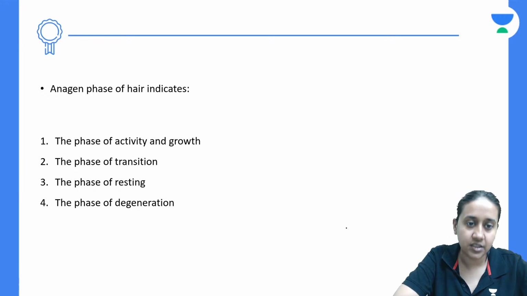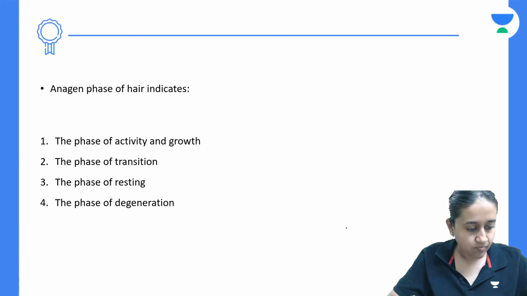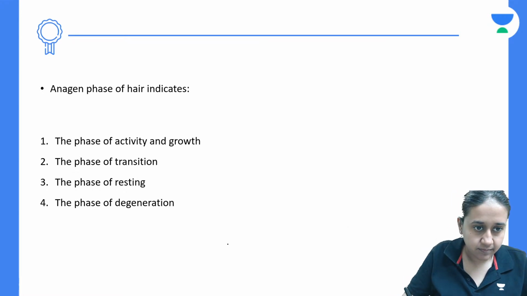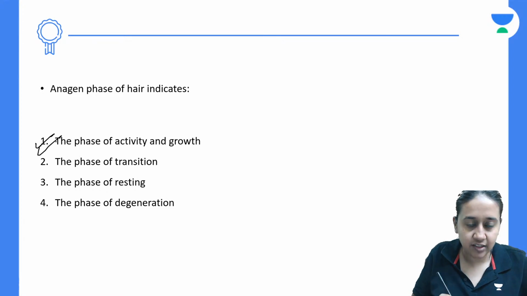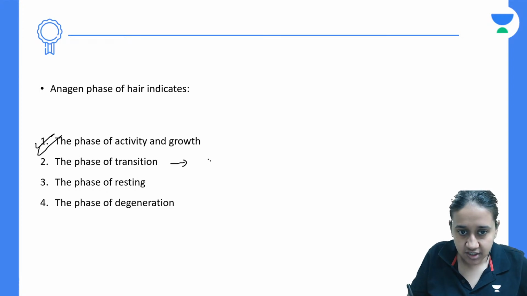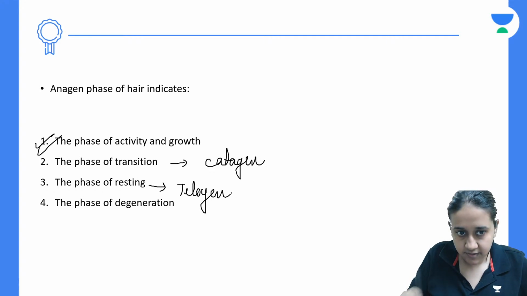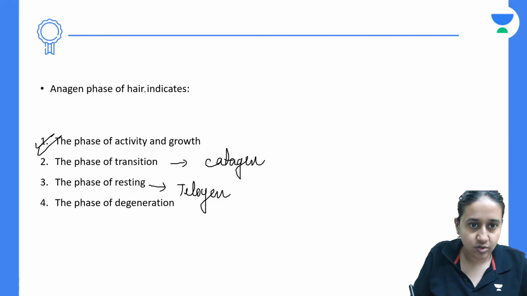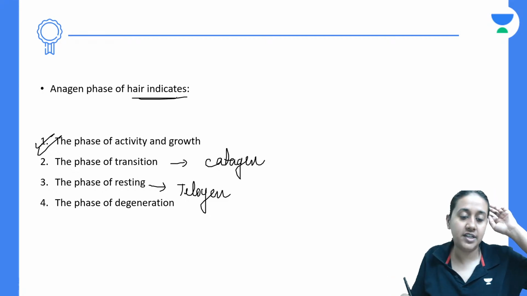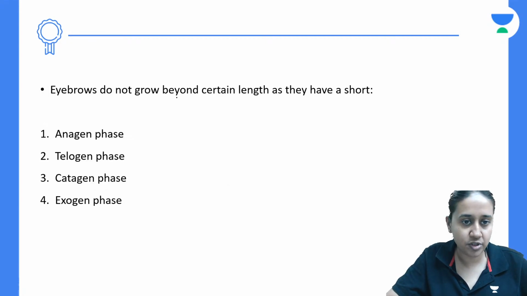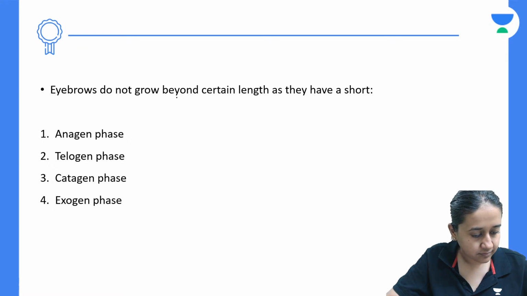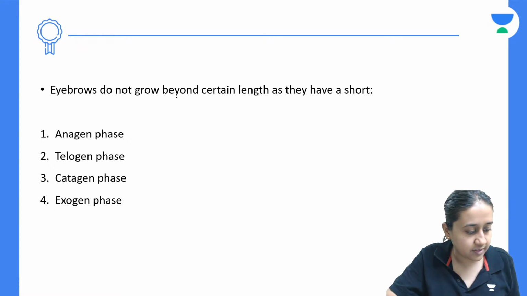Please tell me the correct answer here. Anagen phase of the hair indicates dash. Anagen phase of the hair indicates activity and growth. Transition is the catagen, and resting is the telogen. So the phase of the hair which indicates activity and growth is option number 1. Next question is on your computer screen.